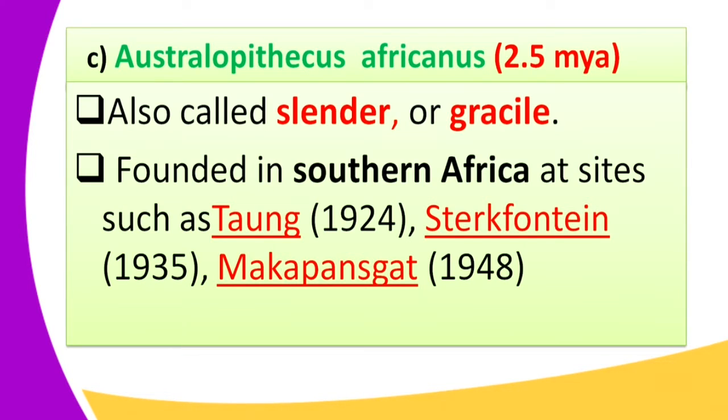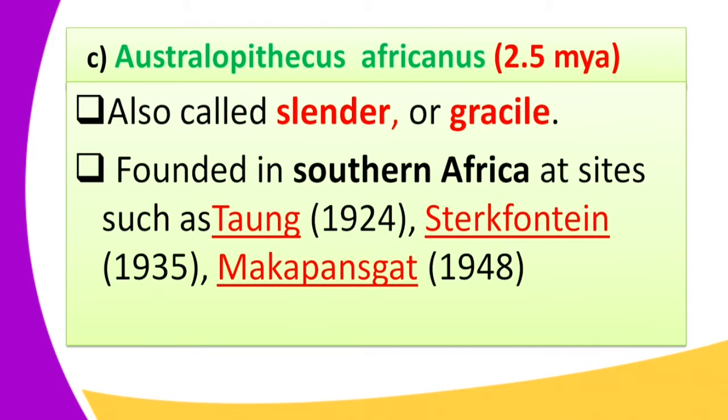It was also discovered in South African sites such as Sterkfontein and Makapansgat, in 1935 and 1948 respectively. The Australopithecus africanus is usually slender or small in size, and therefore the average height of this hominid is usually 1.4 meters. It had small canine teeth and large molars.